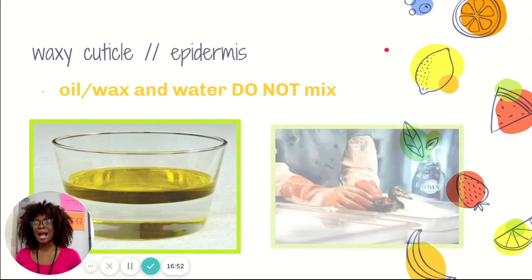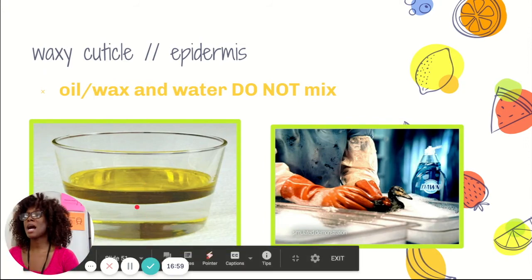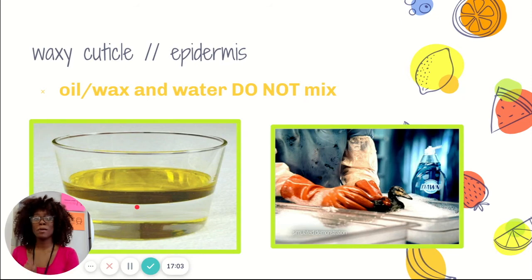This is a thing that's called the waxy cuticle / epidermis. Okay, so we know that oil and water do not mix. Oil and water do not mix. If you ever had an oily dish for dinner and you went to wash your dishes, you have to use a lot of dish soap because water alone is not going to get that oil off, right? You're going to need a lot of dish soap to get that oil off.